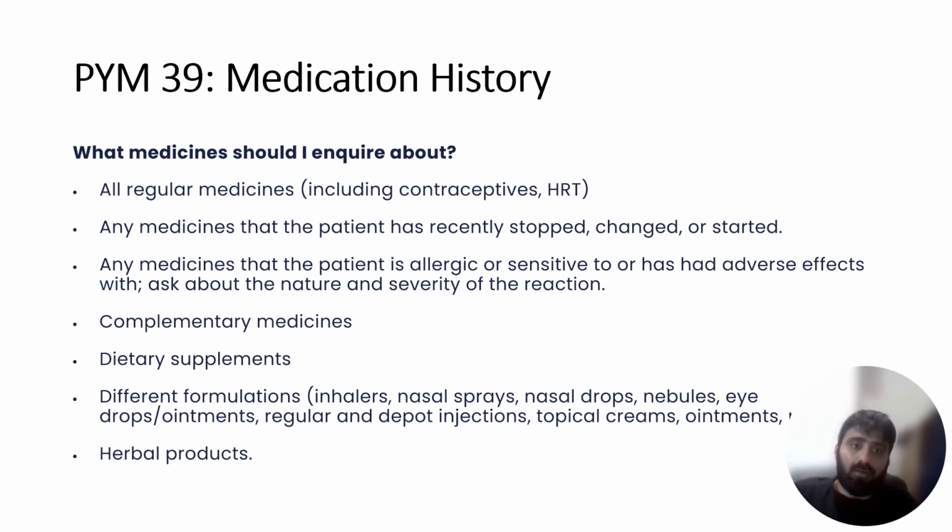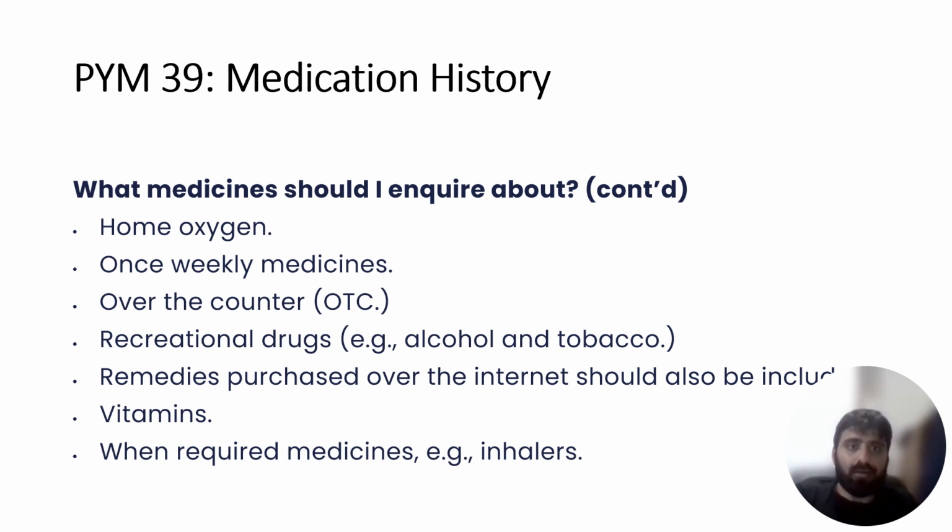Let's move to the next slide. Okay, so continuing the question of what medicines should I inquire about. You can ask them about any home oxygen they're using, once weekly medicines they are taking, over the counter recreational drugs, for example alcohol and tobacco, and apart from that any other recreational drugs, remedies they have purchased over the counter, or any other when required medicine they're using.